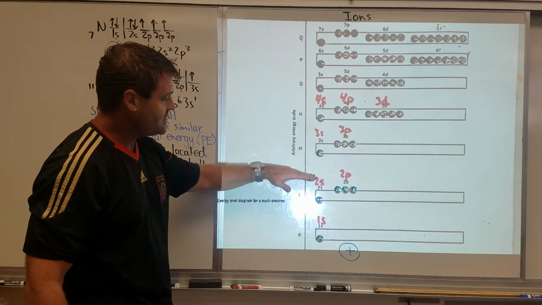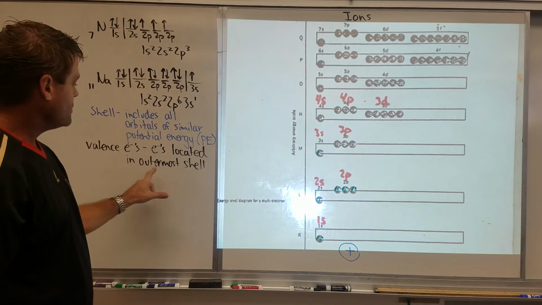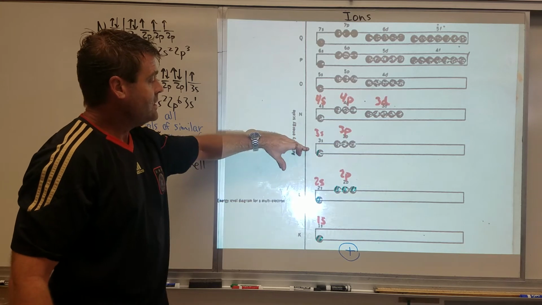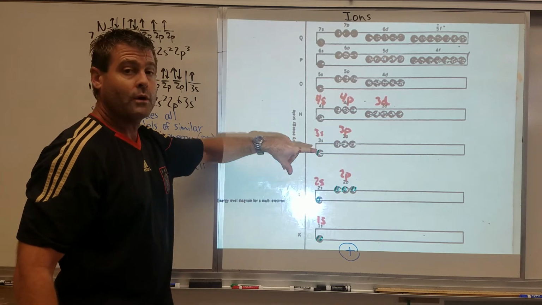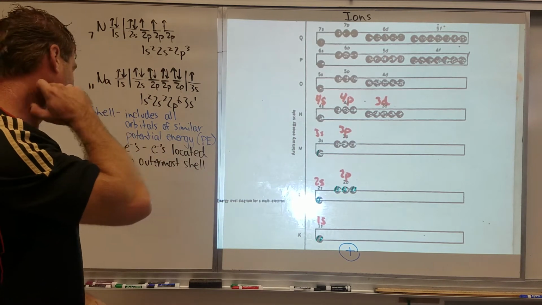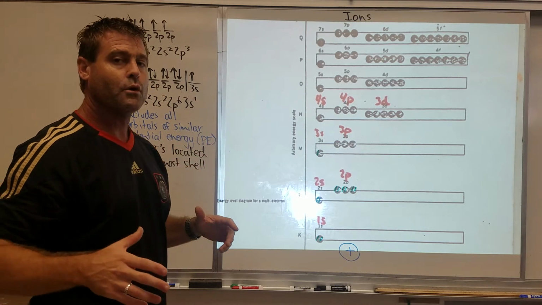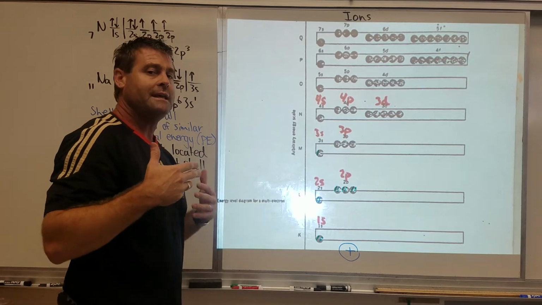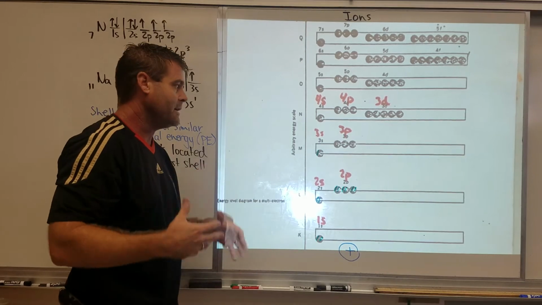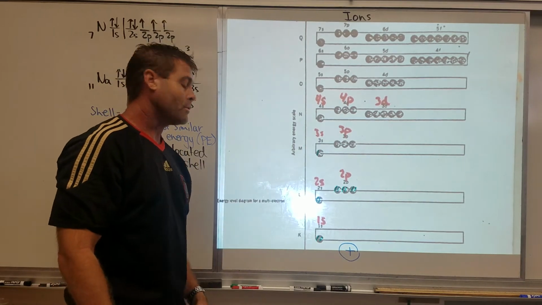Look, it's got 3 shells. Remember, it says the electrons located in the outermost shell. So it's got the third shell of electrons here, and it's got 1 electron there. It's got 1 valence electron. And you guys, the valence electrons are really important because those are the ones that are going to tend to be gained or lost or shared, which we're going to be talking about here shortly. So those are the important ones, okay?